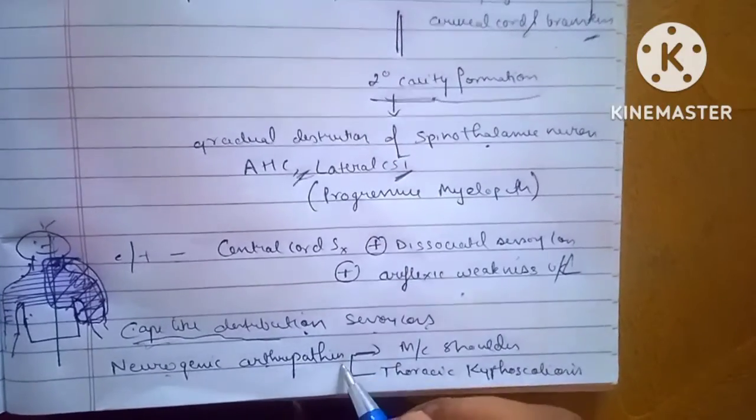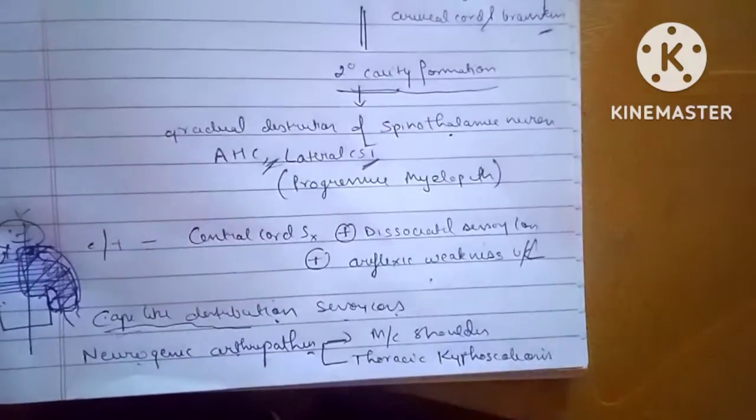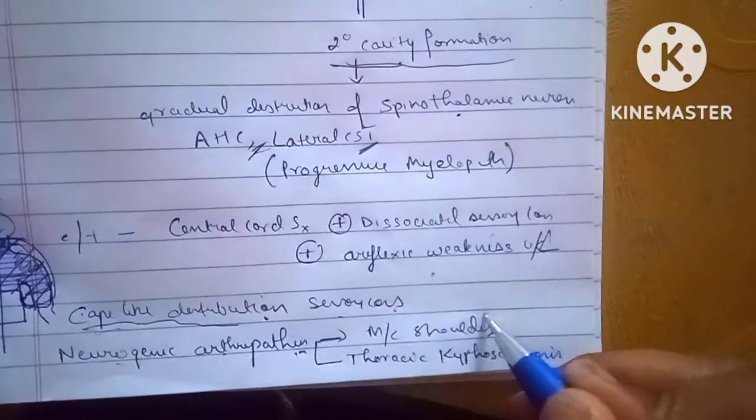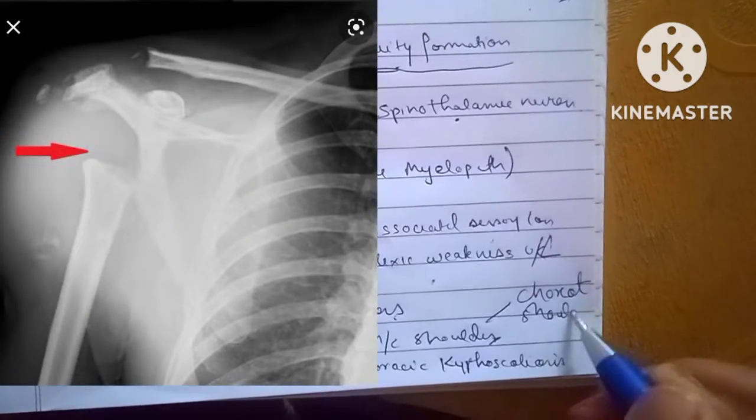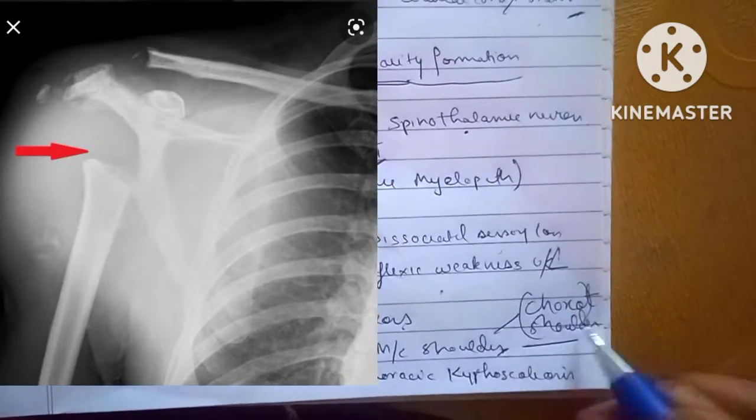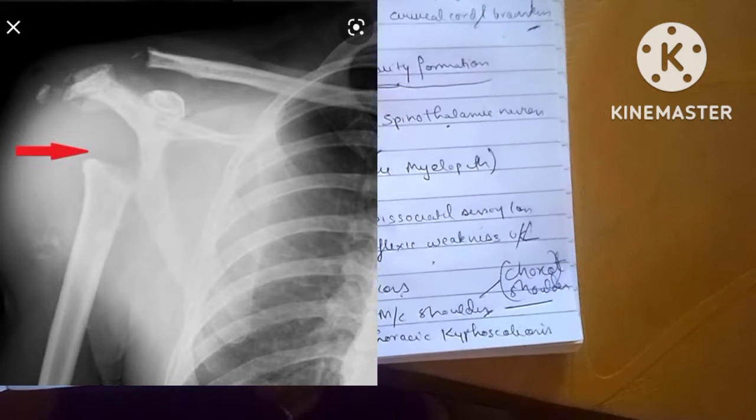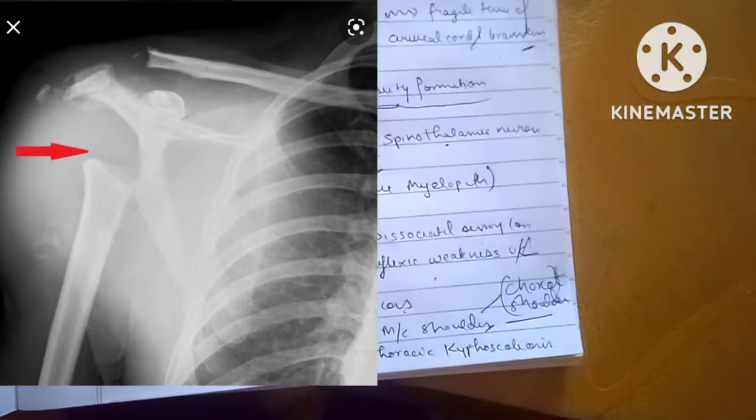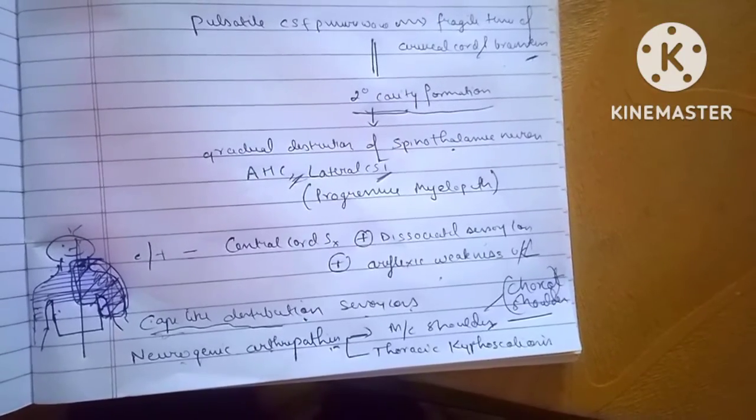Also, we have neurogenic arthropathies that are common in case of syringomyelia. Neurogenic arthropathies are most common in case of the shoulder, that is known as Charcot's shoulder. As you see in this image, we have Charcot shoulder. We see atrophy of the head of the humerus, and the glenoid cavity is not visible because of destruction. Also, neurogenic arthropathies lead to thoracic kyphoscoliosis.